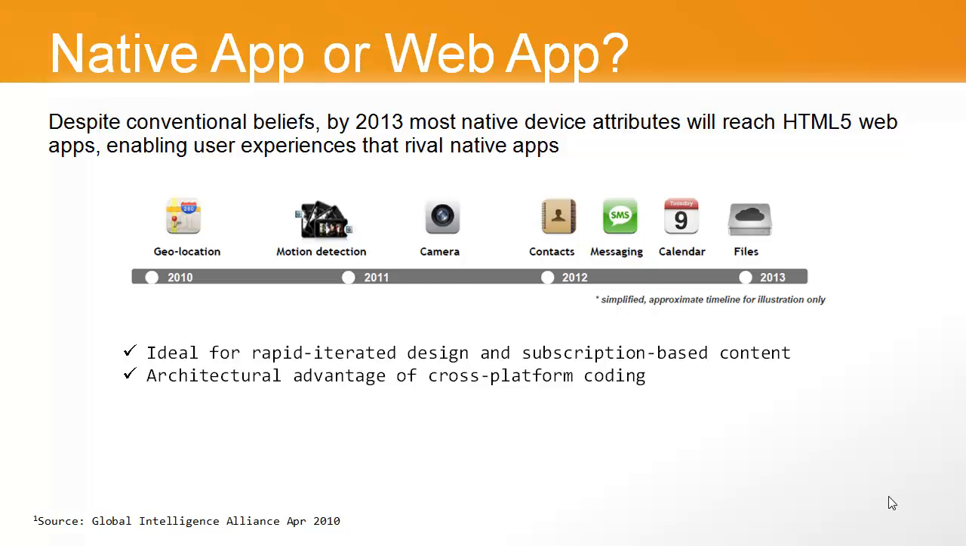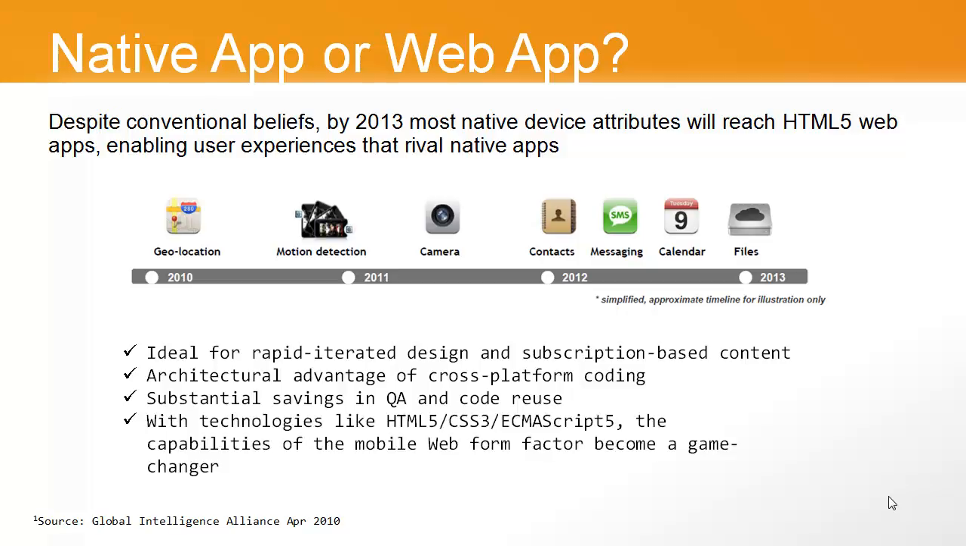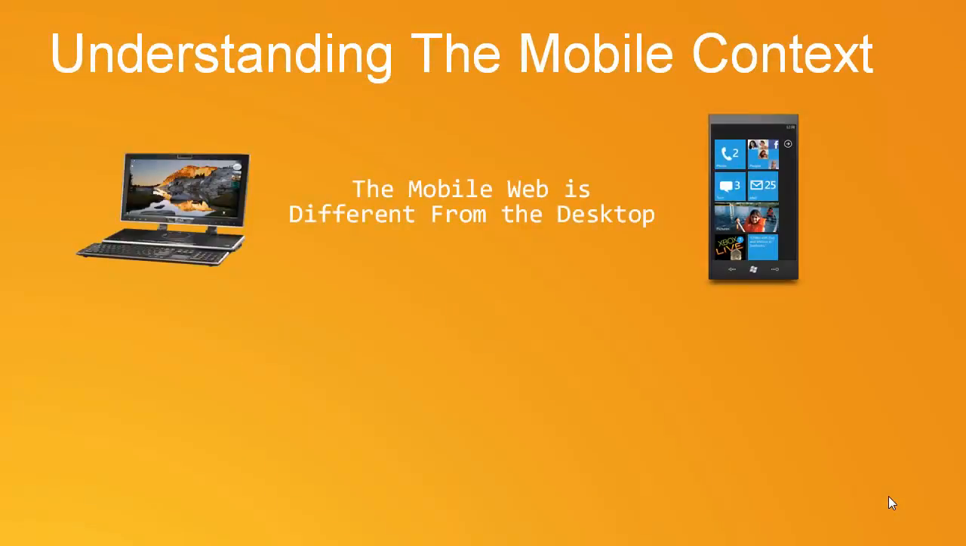At the same time, we can take architectural advantage of cross-platform coding. That means that we can write it once and we can have it run across devices. And it has substantial savings in QA and code reuse because this is just standard web. There is nothing more in between, or there is not that much difference. And with technologies like HTML5, CSS3, and ECMAScript 5, the capabilities of the mobile web have become a game changer, and now you are able to create stunning experiences just like the ones that you're delivering on the desktop browser on mobile, and this with lightning fast iterations.